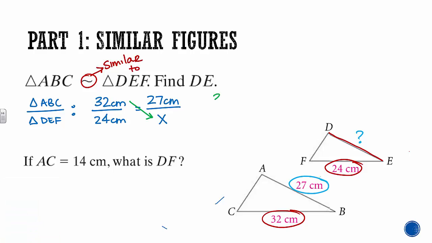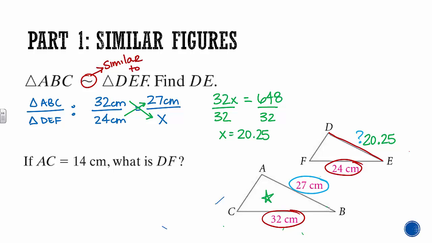So you multiply 32 and x together, we get 32x. And if you multiply 24 times 27, you end up with 648. Then all we have to do is divide both sides by 32, and we end up with 20.25. So that's the length here. And make sure this makes sense. Triangle ABC is obviously bigger than triangle DEF, so this number here should be smaller than the 27, and it is.